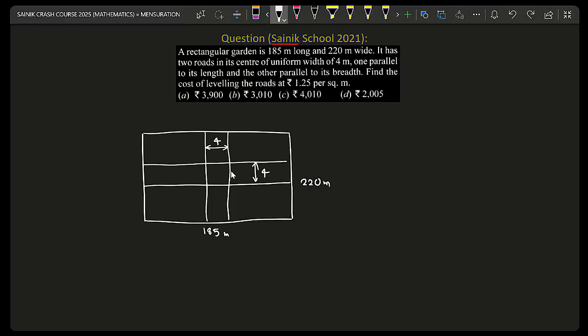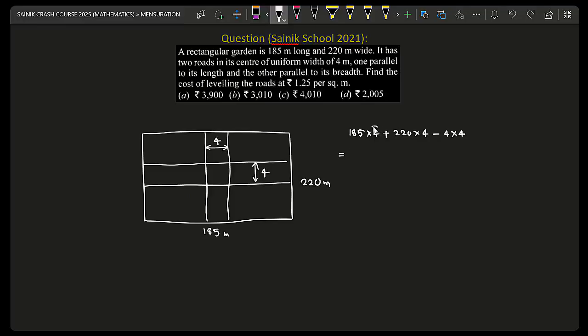So the area to be leveled is 185 into 4 plus 220 into 4. This is the sum of the rectangles' areas, minus one time the square area, which should be removed. That is minus 4 into 4. So Vishnu, how will you simplify this? Sir, first multiply 4 and 185. Don't do that, Vishnu. You have a better method to simplify this. Then you can add 220 and 185 and then multiply it by 4.